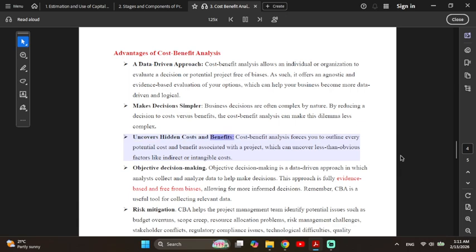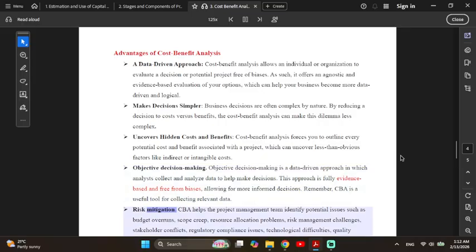By reducing a decision to costs versus benefits, the cost-benefit analysis can make this dilemma less complex. Uncovers hidden costs and benefits. Cost-benefit analysis forces you to outline every potential cost and benefit associated with a project, which can uncover less than obvious factors like indirect or intangible costs. Objective decision-making. Objective decision-making is a data-driven approach in which analysts collect and analyze data to help make decisions. This approach is fully evidence-based and free from biases, allowing for more informed decisions. Remember, CBA is a useful tool for collecting relevant data.